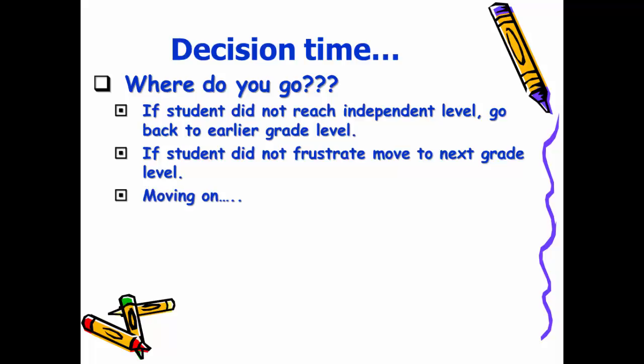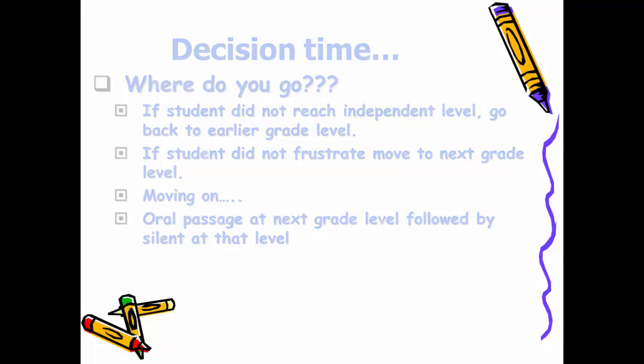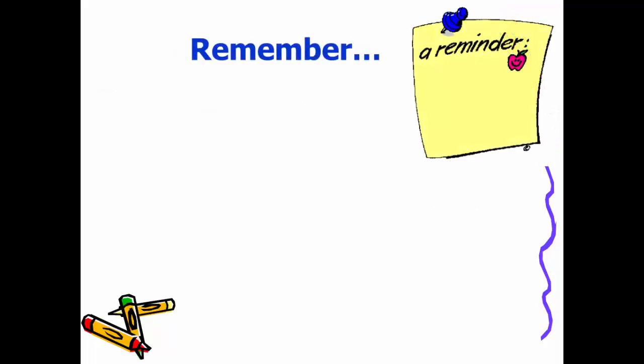All right? So, if you decide to move on, you go to the next grade level, oral first, then silent. And you do this at each level until you know you have a frustration, and then you stop.